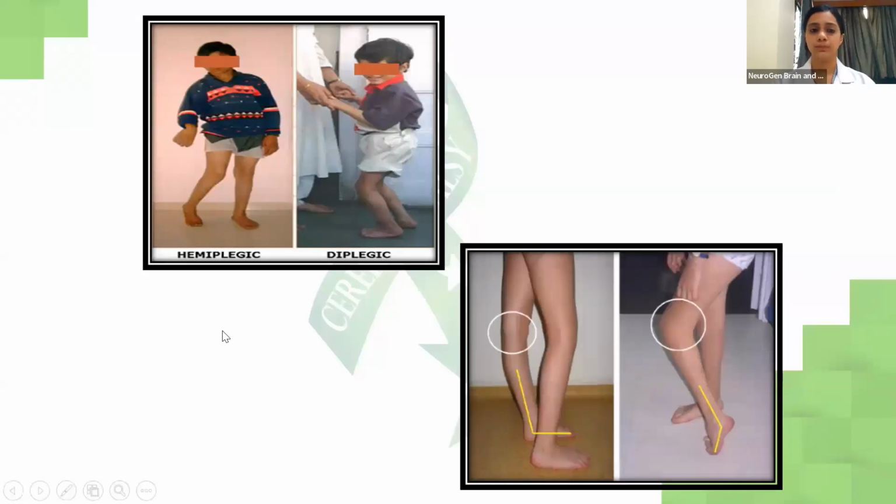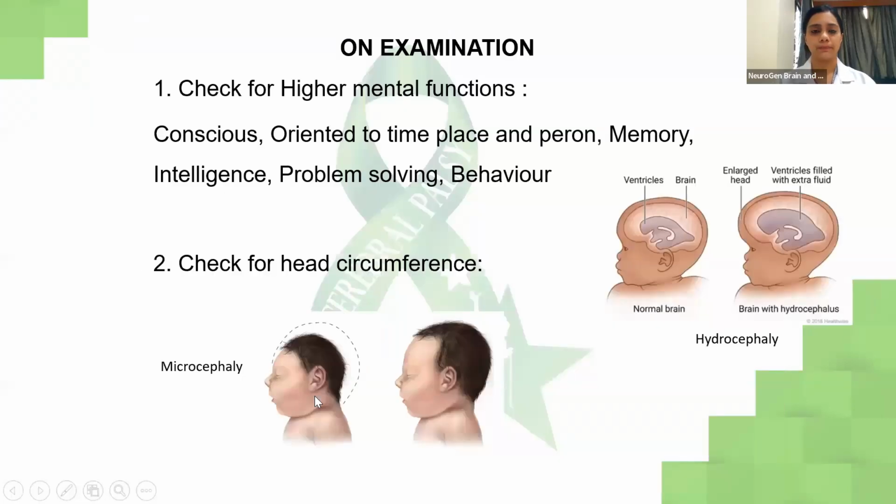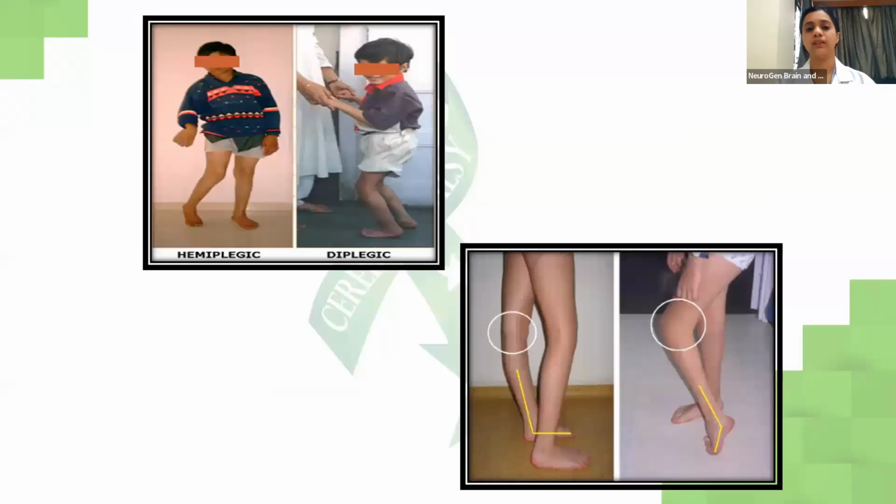So this is a hemiplegic gait. The second image also is of a crouch gait. This is of a hemiplegic gait. Excessive knee hyperextension, excessive knee flexion. So this was what we observed.